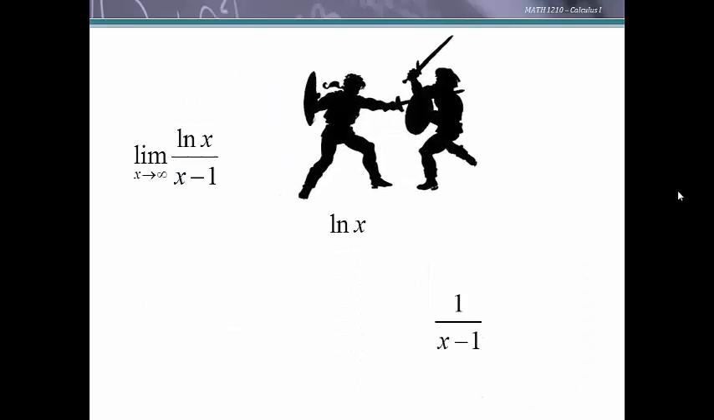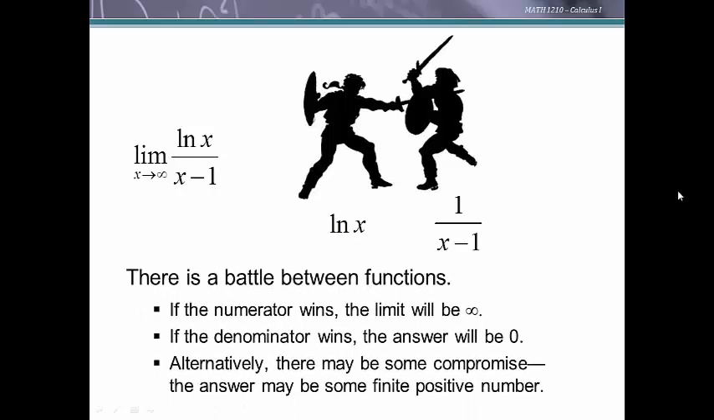Let's consider the one that we didn't know how to find. It's like there is a battle going on between the natural log of x and 1 over x minus 1, because they're both going to infinity, but which one's going to dominate? Which one is going to win out in this battle? If the numerator wins, then the limit will be infinity. But if the denominator wins, and goes to infinity, then the fraction goes to 0. But there could be some kind of an in-between, and the answer could be some finite positive number. We're going to see how to determine who wins when we learn L'Hopital's rule.